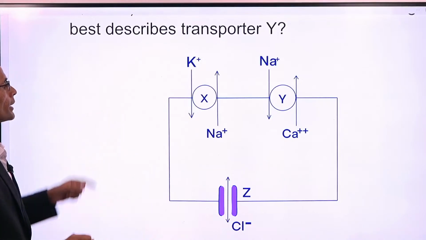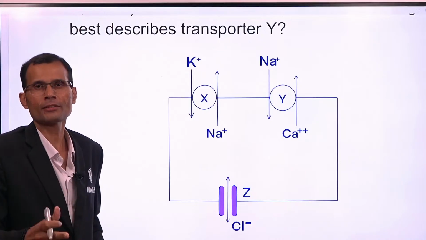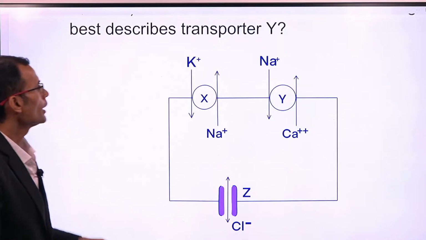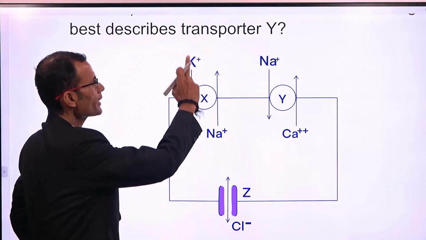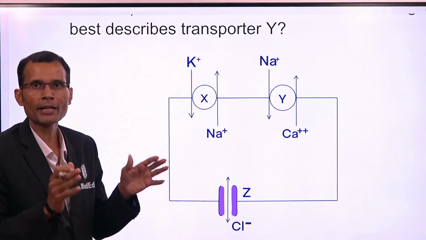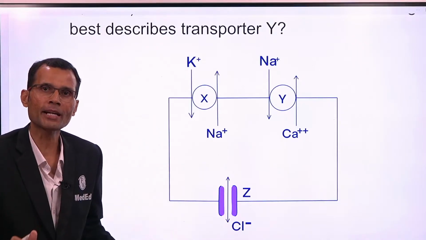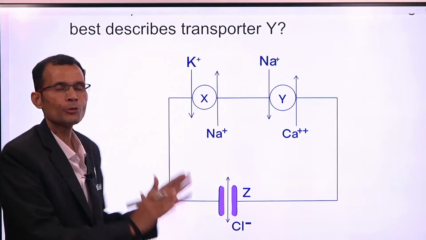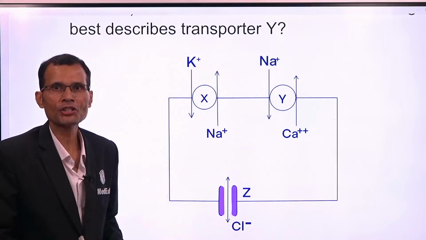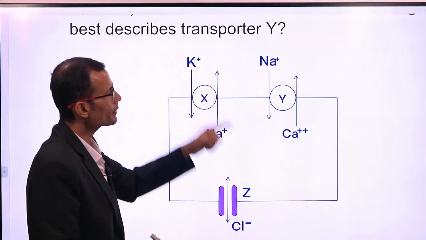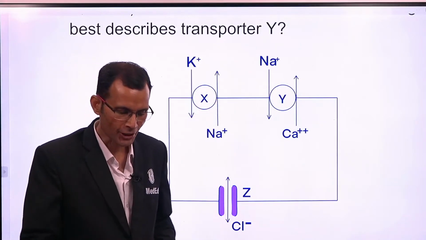Which of the following best describes the transporter Y? That's the question. Now, X is a sodium potassium pump. We did this yesterday, but just for the sake of revision, X is the sodium potassium pump, because sodium is sent out and potassium is brought back into the cell. This is the sodium potassium pump. It is an ATPase. It's a primary active transporter. Second one is the sodium calcium exchanger.